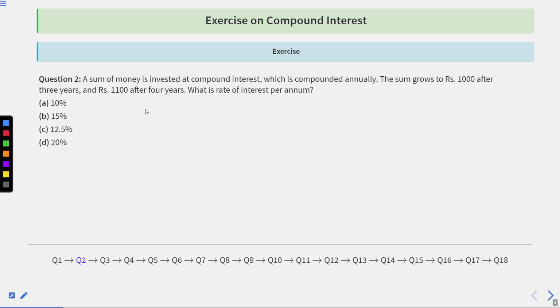Question number 2. A sum of money is invested at compound interest, which is compounded annually. The sum grows to rupees 1000 after 3 years and rupees 1100 after 4 years. What is the rate of interest per annum?